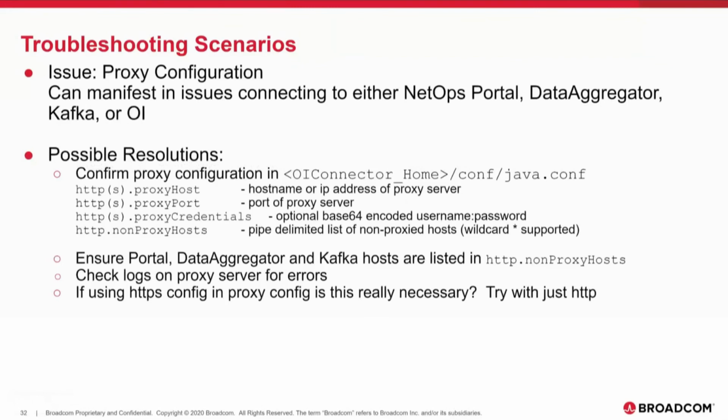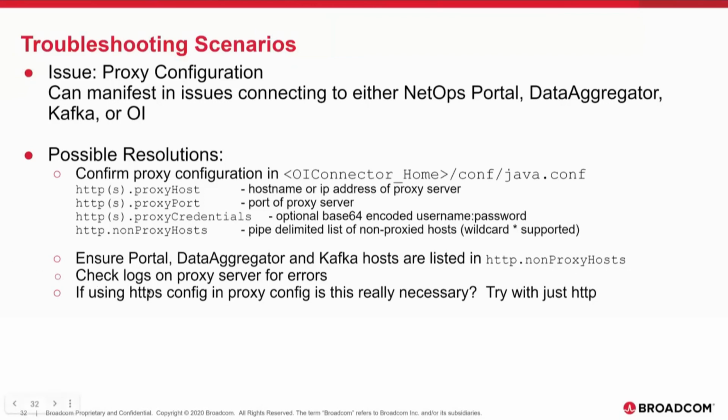Configuring a proxy can sometimes be a challenge. They can manifest issues in connections to any of the key pieces here, whether it's NetOps portal, the data aggregator, Kafka, or OI. You want to confirm a couple things in the configuration file where that information is stored. I've listed it here. It's java.conf. I would make sure that portal, the DA, and Kafka hosts are listed in the non-proxy hosts config.